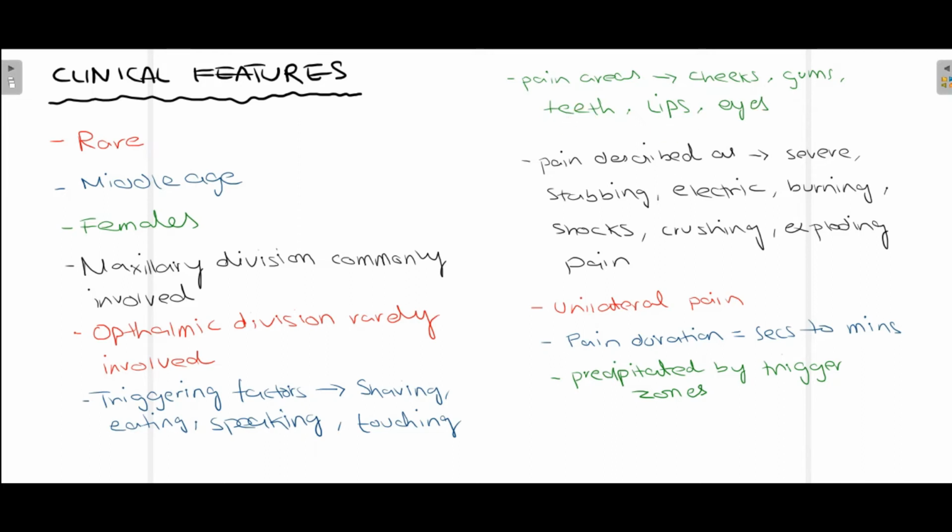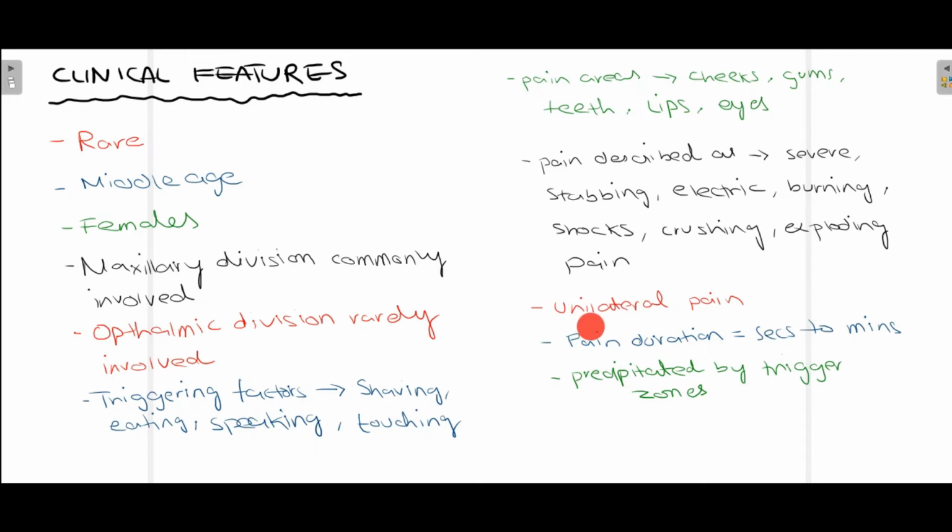Now, how do the patients describe the pain when it comes? It is described as being severe, stabbing in nature. It can also be electric, burning, shocks, crushing, and exploding pain. These are all the natures of the pain that the patient describes when they're experiencing such symptoms. So in all of these, they do describe that the pain is really severe in nature.